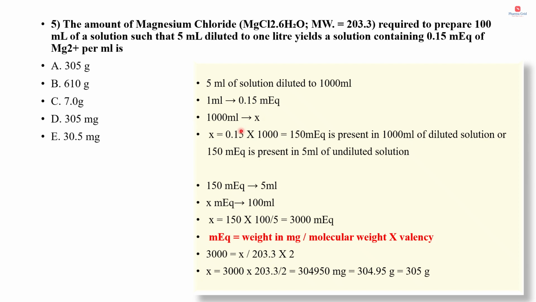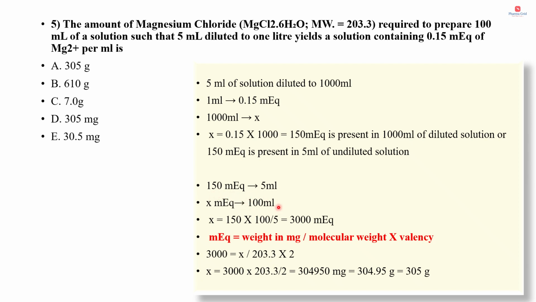So we need to find the number of milliequivalents present in 1 liter, that is 1000 ml. Let it be x. Find the value of x by cross multiplying, that is 0.15 into 1000 divided by 1, that is equal to 150 milliequivalents present in 1000 ml of diluted solution, or 150 milliequivalents present in 5 ml of undiluted solution. Even if we dilute, the number of milliequivalents will not change. It will be the same in 5 ml and in 1 liter. So we can rewrite it as 150 milliequivalents present in 5 ml.